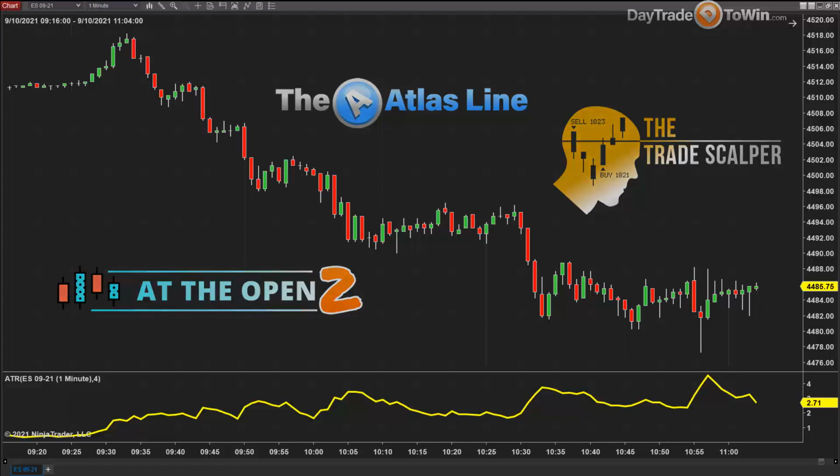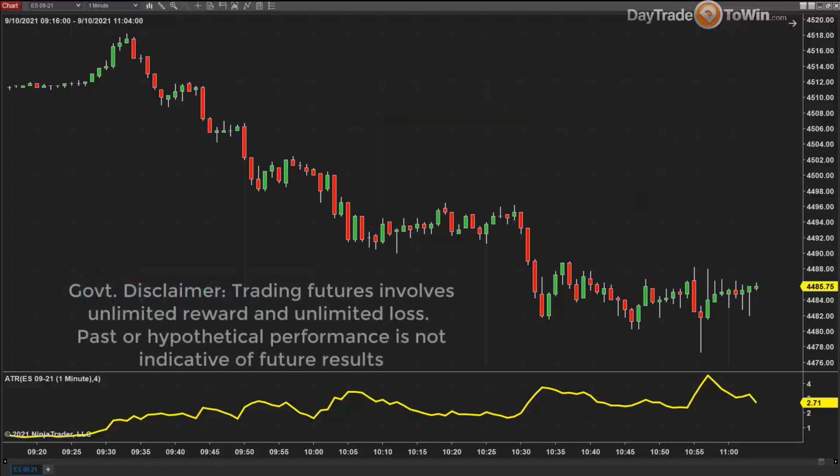Before we begin, remember that trading is risky. Please don't trade with funds you cannot afford to lose. Talk to your broker and understand the risks involved with trading.